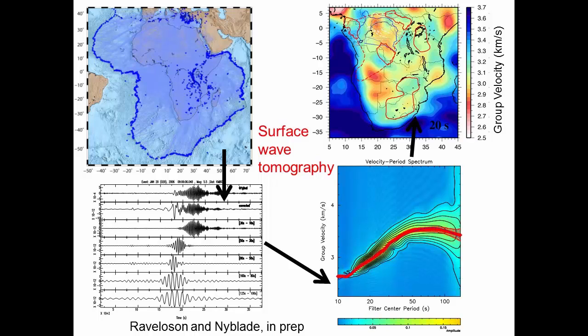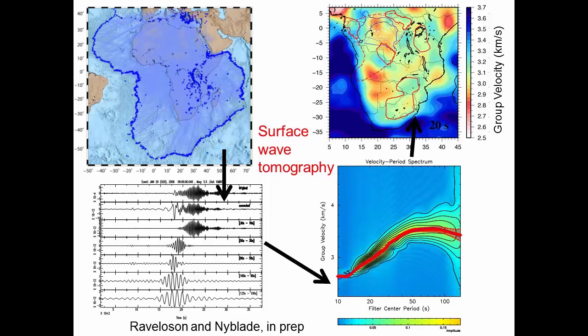So let me tell you about that, and then I'll explain how it helps us understand the basin. What's shown here is a map. All the blue dots on here are earthquakes, and they're all recorded at our stations in Africa. Those stations are not shown on here, but each one of these faint blue lines represents a path from an earthquake to a station.